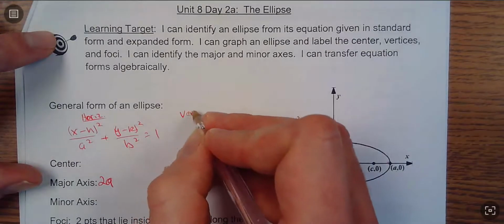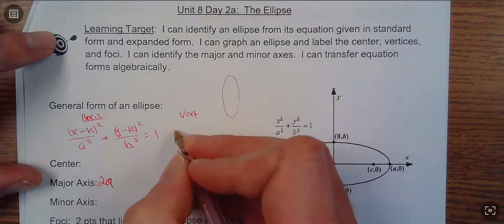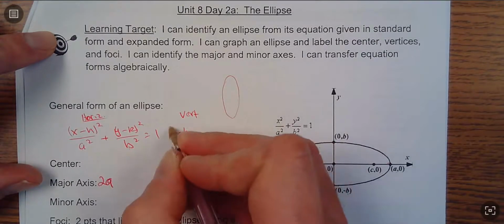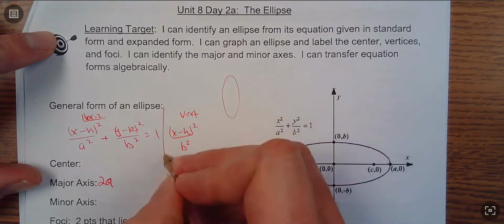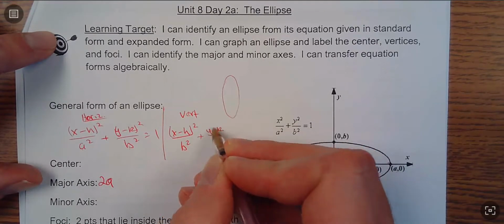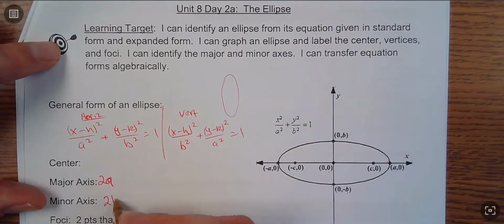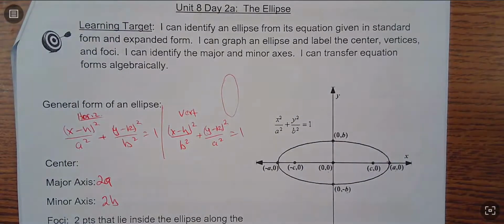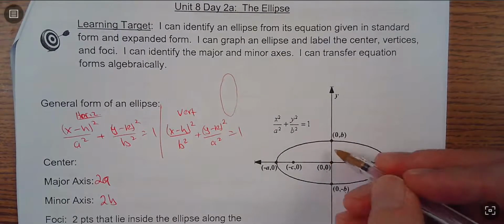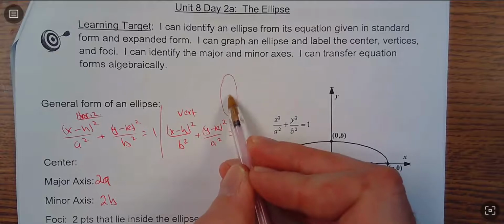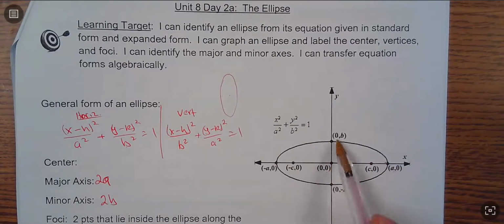Now if it's a vertical one, which means it looks more like this, it's going to be (x minus h) squared over b squared, the smaller one, plus (y minus k) squared over a squared equals 1. The minor axis is going to be 2b. Whichever number is smaller tells you how far out. If it's a vertical one, a would be up and down, b would be left and right.